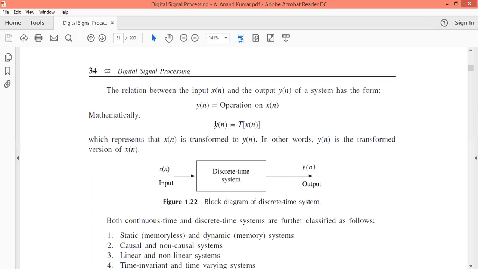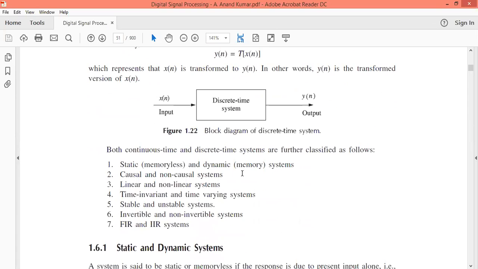Okay, so how do we write y of n? y of n can be written as an operation on x of n. How do we represent this operation? We represent this operation with a T. This is nothing but the transformation. It transforms the input signal into the output signal. So the operation here we denote with T.